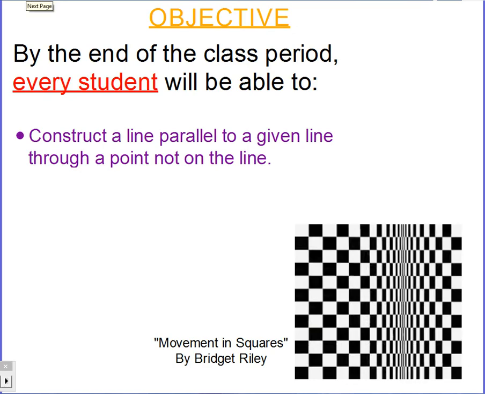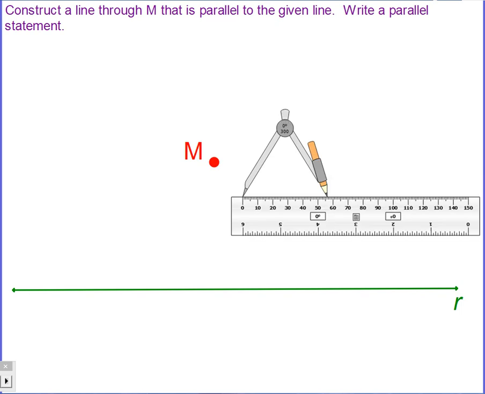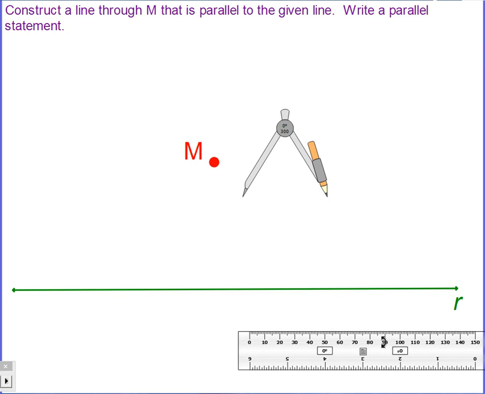Our goal by the end of this section of the video is that you will be able to construct a line that's parallel to a given line through a point that's not on the line. All right. So construct a line through point M that is parallel to the given line. Write a parallel statement. So, we need our compass and our ruler. If you don't have those out, get those out.